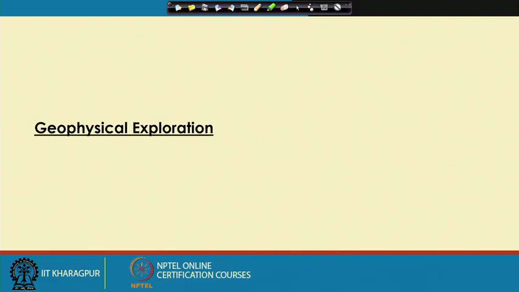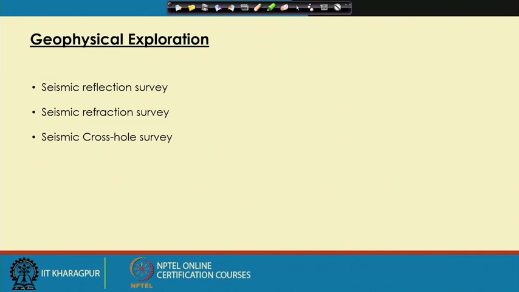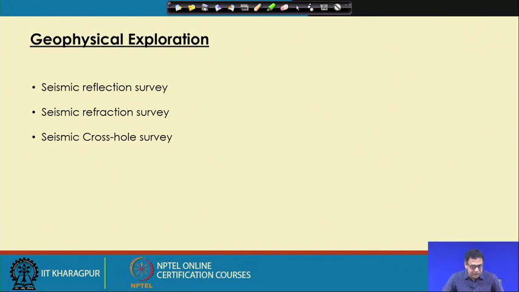So, today I will discuss the next type of exploration, which is geophysical exploration. There are mainly three types of geophysical exploration. One is seismic reflection survey, another is seismic refraction survey, and seismic cross hole survey. Depending upon the position of the receiver and the source, it can be seismic downhole survey, seismic uphole survey also.